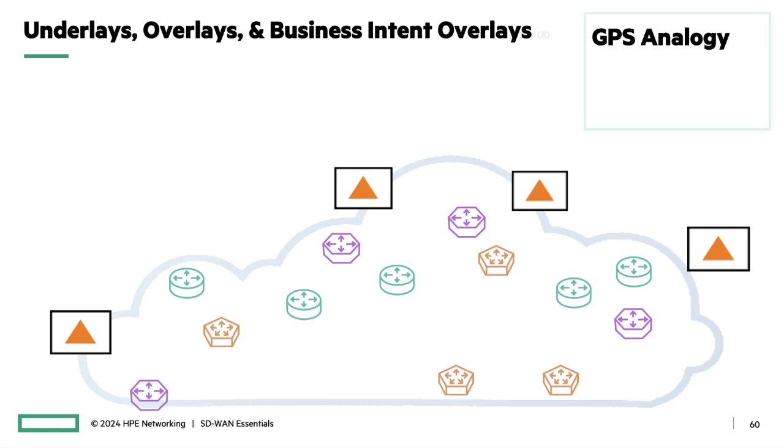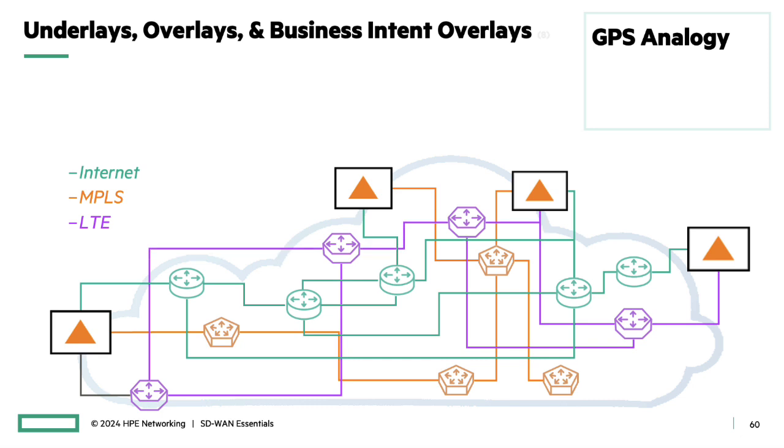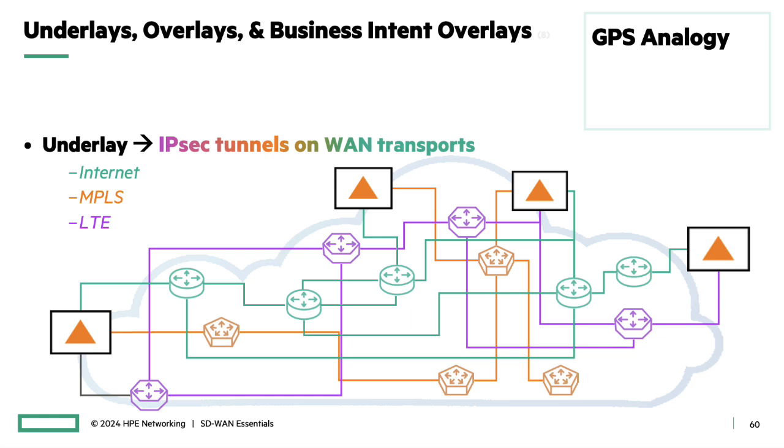Here we see a representation of the Internet. There are many networking devices connected via various transport methods, and from an EdgeConnect point of view, the concept of an underlay refers to the IPsec UDP tunnel over the physical transports the EdgeConnect appliances connect to. Using a GPS as an analogy, an underlay is like the available streets, expressways, and highways that exist for you to drive your car on.